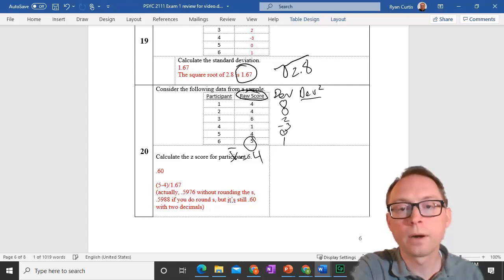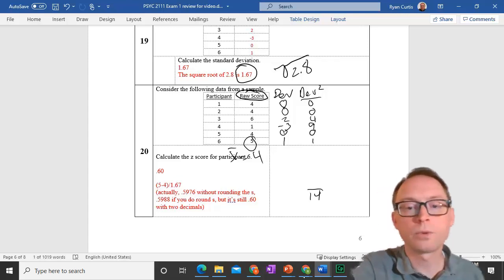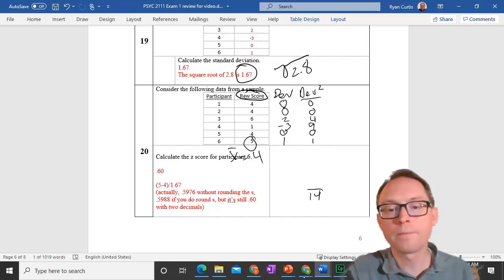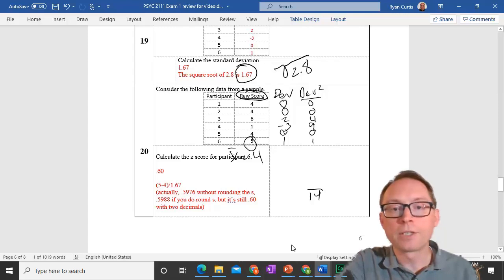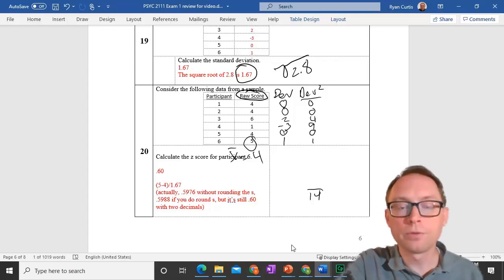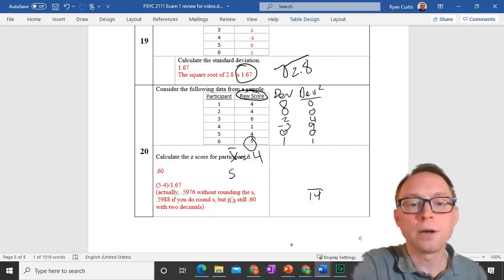Then you square those deviations. 0 squared is 0, 0 squared is 0, 2 squared is 4, negative 3 squared is 9, 0 squared is 0, 1 squared is 1. You add all of those up, you get 14. Remember, the sum of squares is 14. When you divide that by n minus 1, you get 2.8, and that would be the variance. When you take the square root of 2.8, you get a standard deviation of 1.67.